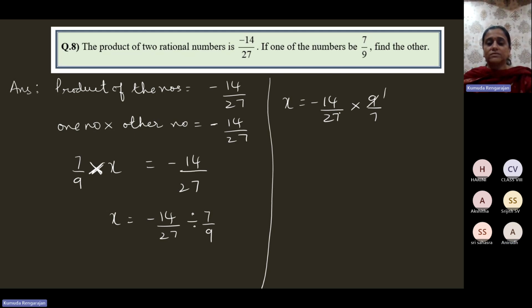Now simplify. Minus 2 by 3. X is equal to minus 2 by 3.